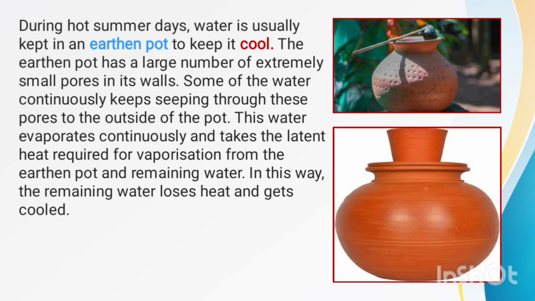During hot summer season, water is usually kept in an earthen pot to keep it cool. The earthen pot has a large number of extremely small pores in its wall. Some of the water continuously keeps seeping through these pores to the outside of the pot. This water evaporates continuously and it takes the latent heat required for the evaporation from the earthen pot and remaining water. In this way, the remaining water loses heat and gets cooled.